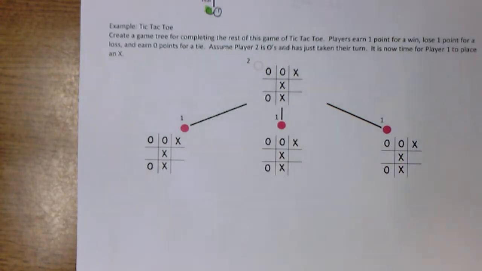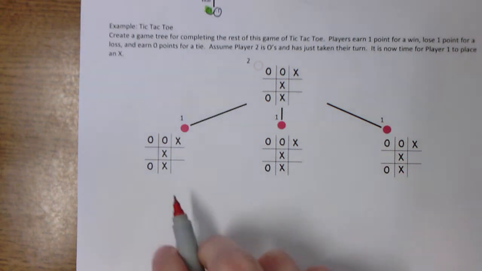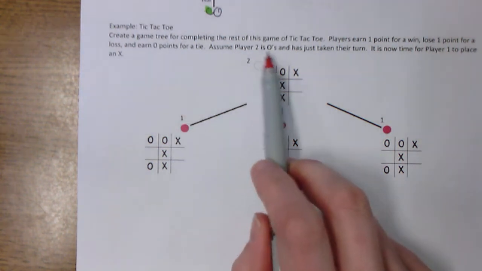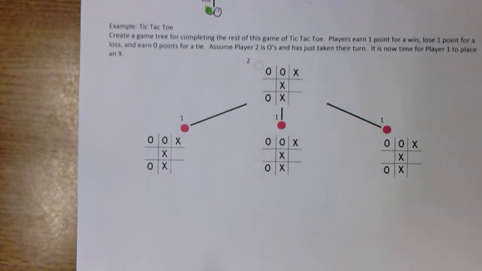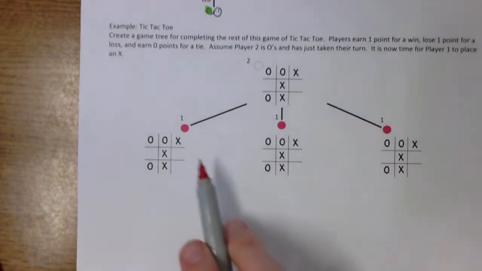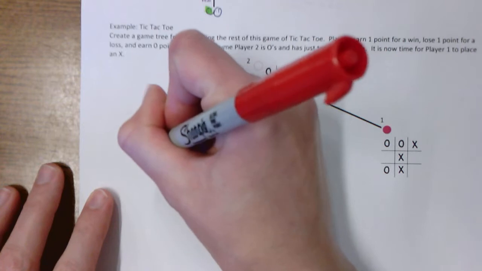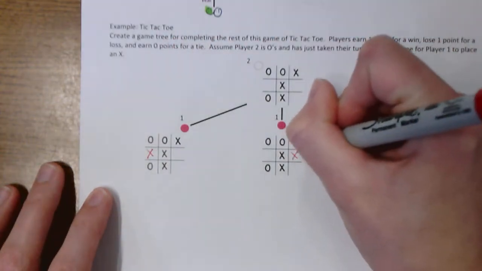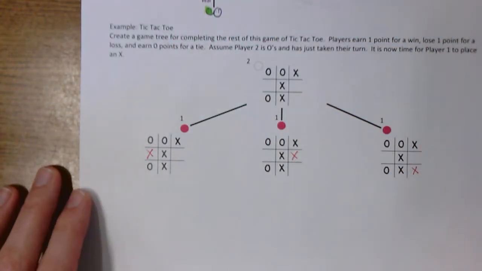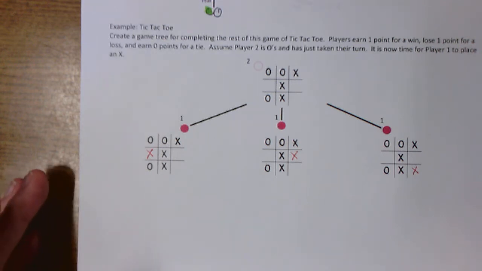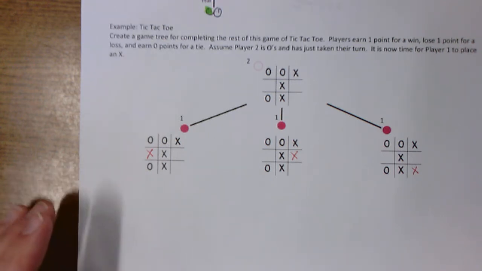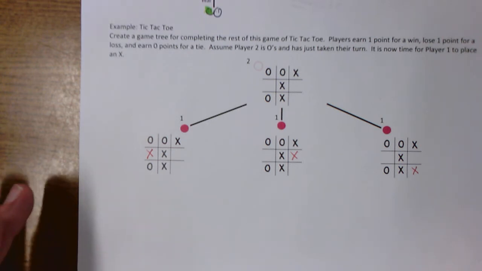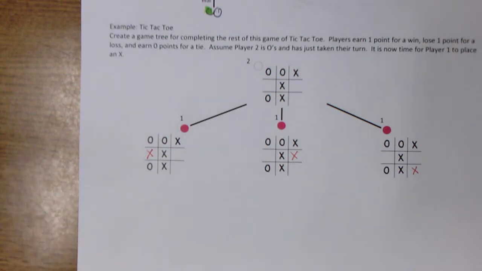So what are player 1's options? So player 1, let's see, player 2 is O's, so player 1 has to be X's. All right, so what are the options? They have 3 different things that they could do. They could place their X here, they could place their X here, or they could place their X here. Now, because you've probably played tic-tac-toe before, I'm pretty sure you have a feeling about which one of these would be the best option, all right? But the logic that you go through to figure out which one's the best option is the exact logic that we're going to do by making this game tree, okay?